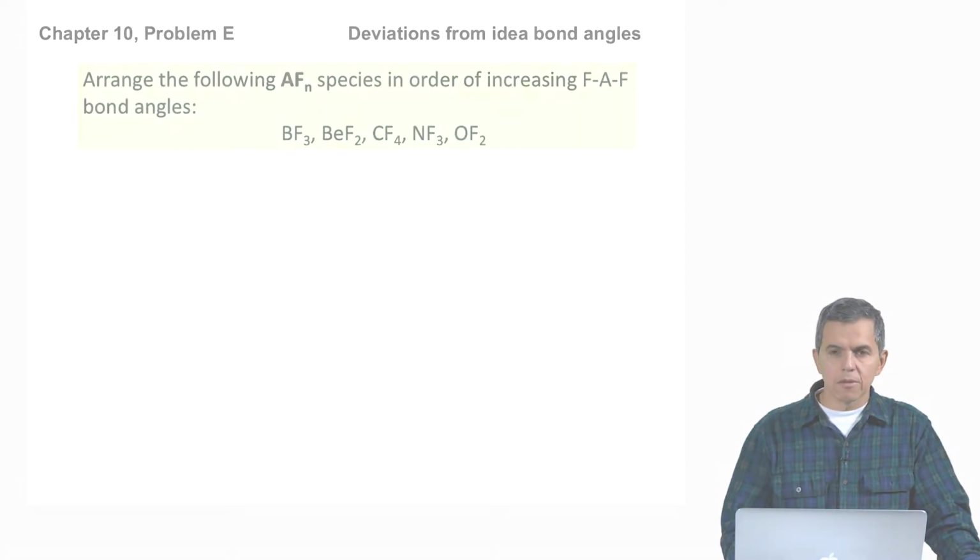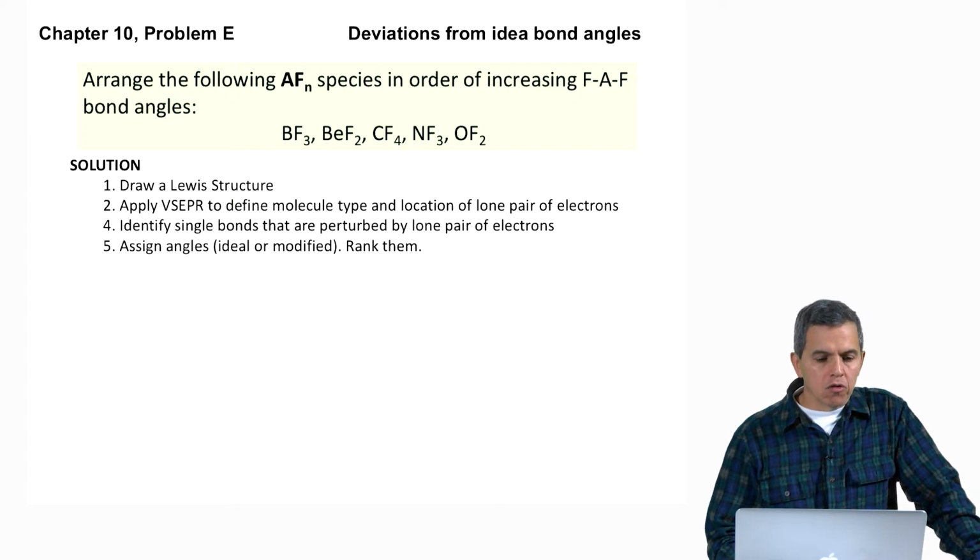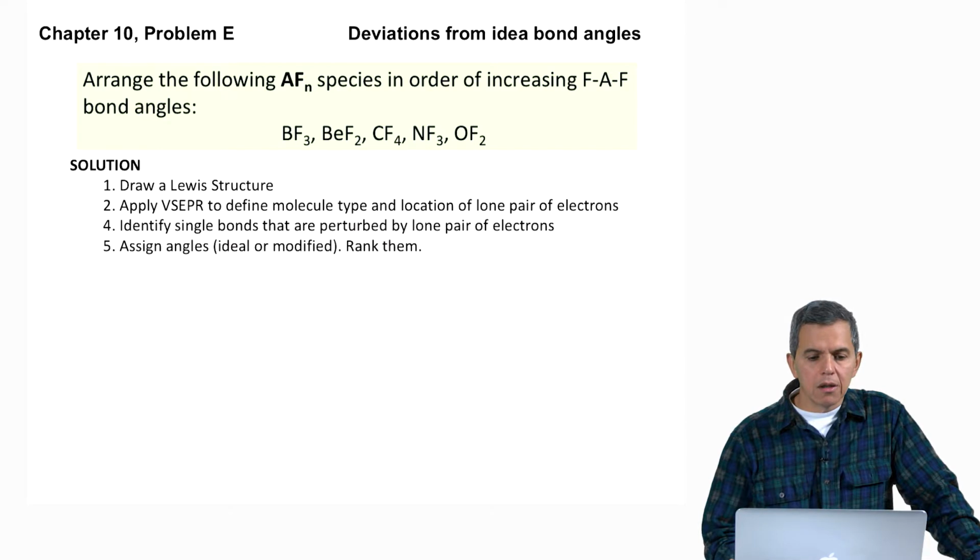our answers. To solve this problem, the first step is going to be to draw a Lewis structure for each of the different species. We are going to apply then the valence shell electron pair repulsion theory to define molecular type and the location of the lone pairs of electrons, which are going to be important to define the non-ideality of the ideal bond angles.